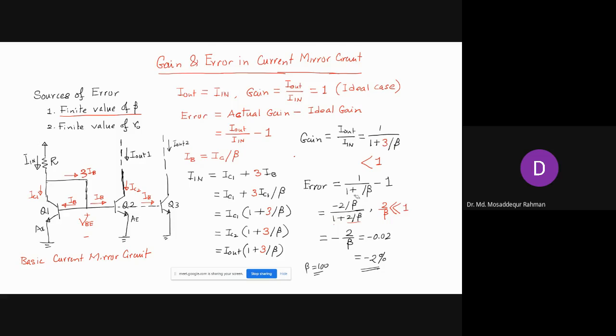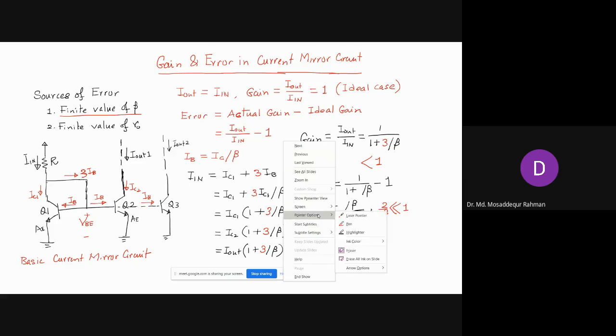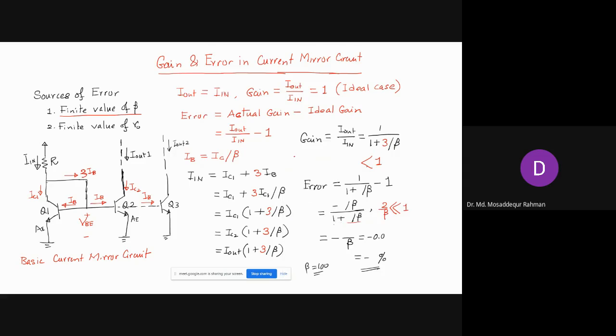So here, we can change this, right? So now error here will be 3 by beta, minus 3 by beta and minus 3 by beta. For beta 100, it will be minus 0.03. Error will be 3%. Is that clear, guys?